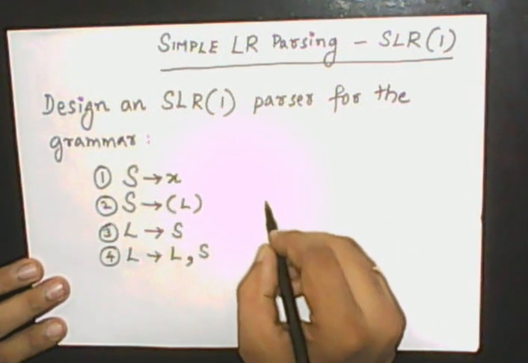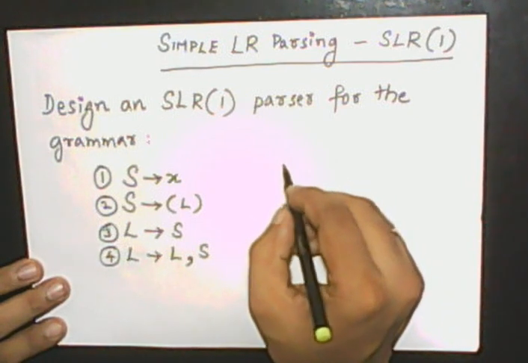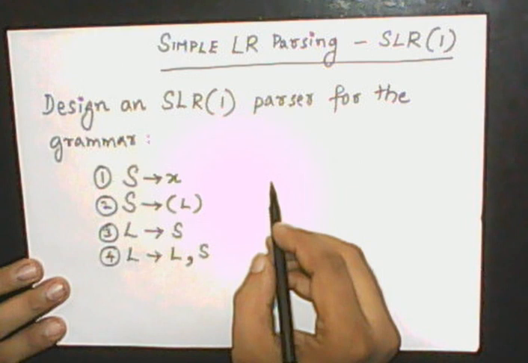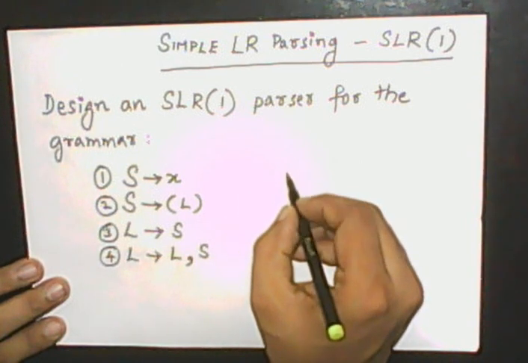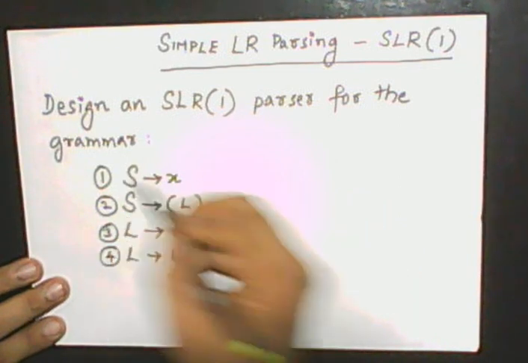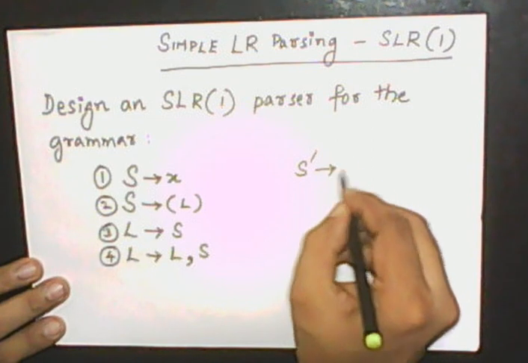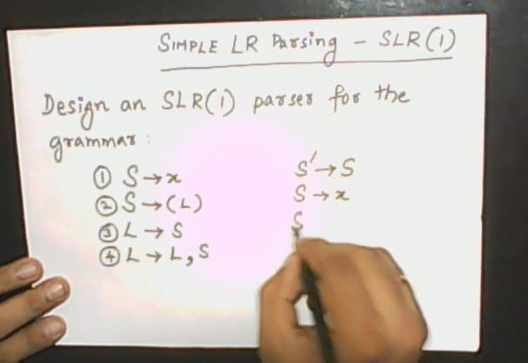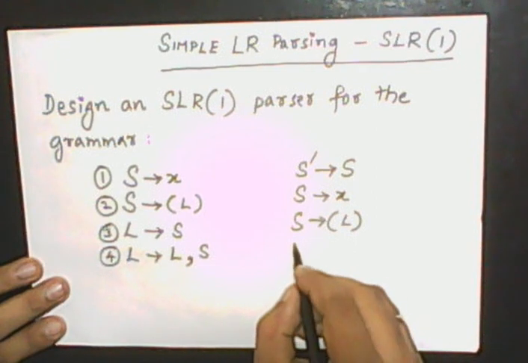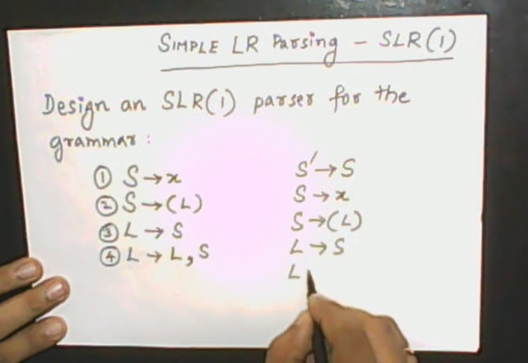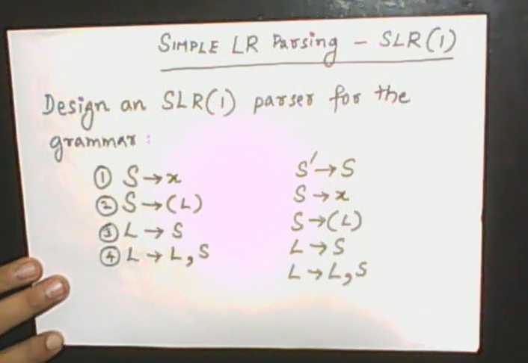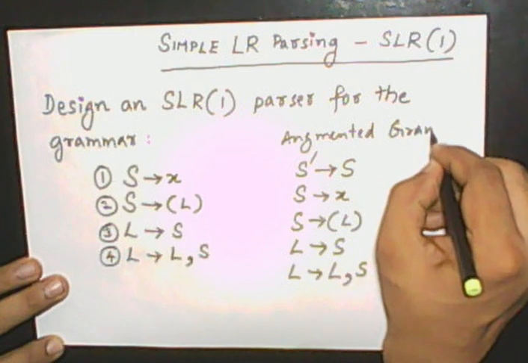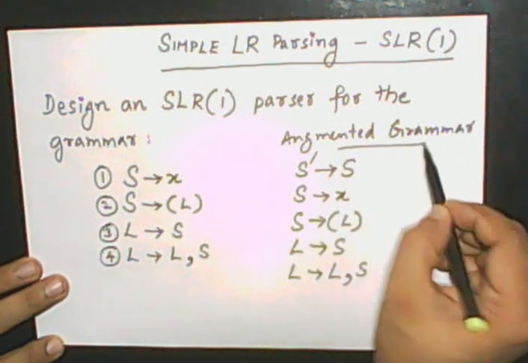So the first step is to augment this grammar. So let us write that augmented grammar. How do you do this augmentation? You will have a new non-terminal symbol added called S dash. S dash will be on the left side, and S, the start symbol of this grammar, will be on the right side. So that is S dash gives S. That will be the new production added. Then comes S gives X, S gives left parenthesis L closing parenthesis, L gives S, and L gives L comma S. So this will be the augmented grammar for the grammar that we are going to see.